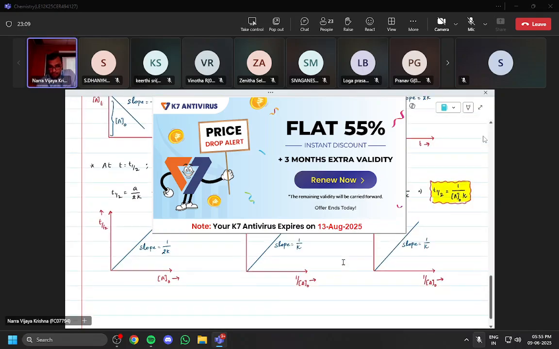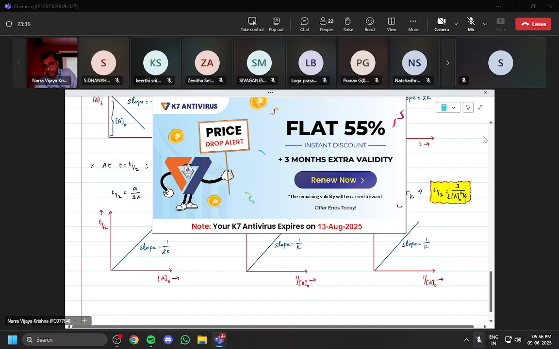So T half equal to 3 upon 2 a square k. Yes, sir. So here also I will write 3 upon 2 a naught square k. Correct or not? If I plot a graph between t half versus 1 upon a naught square, how is the graph? Slope equal to 3 upon 2k.